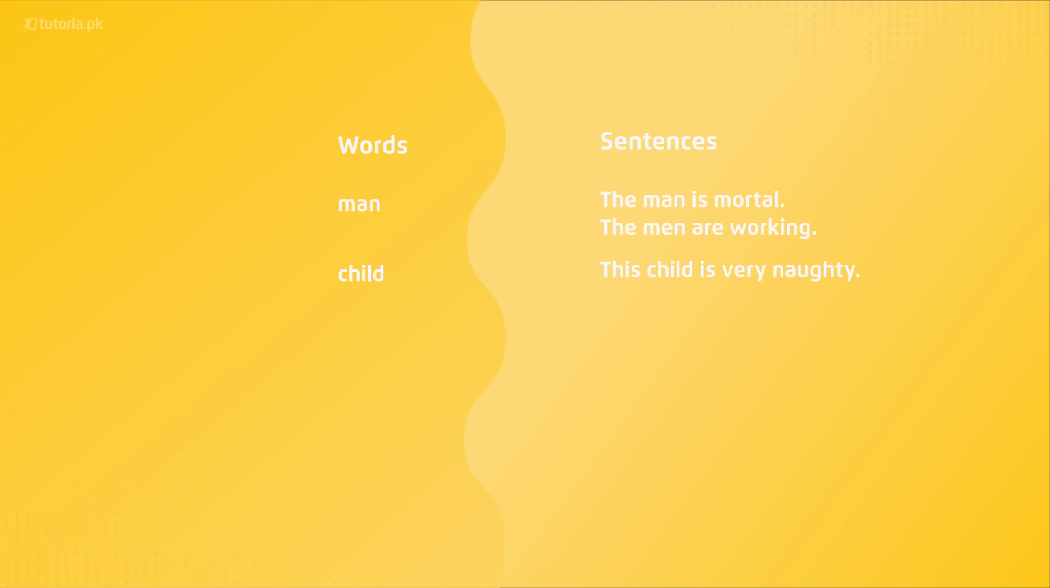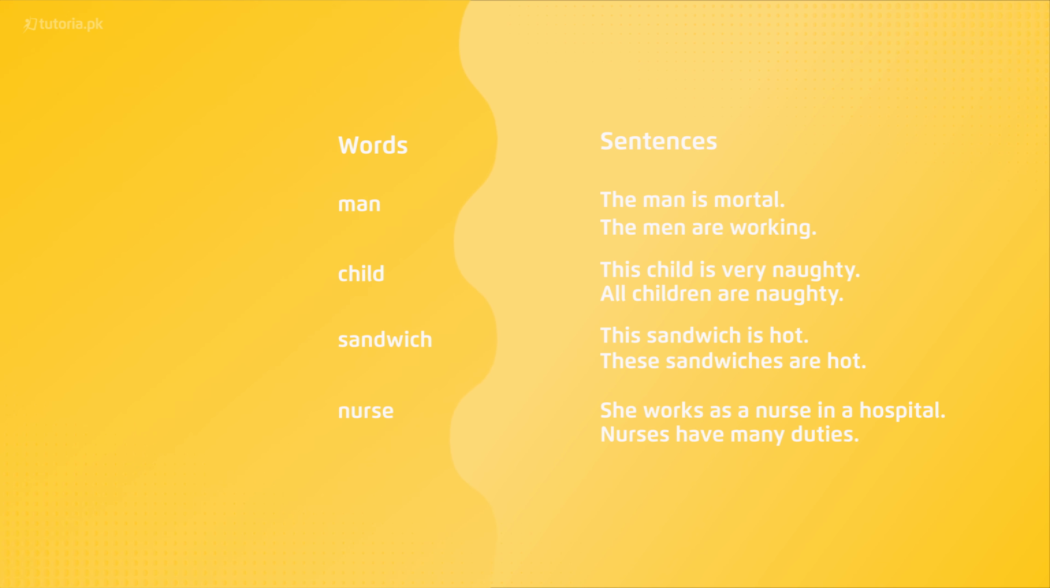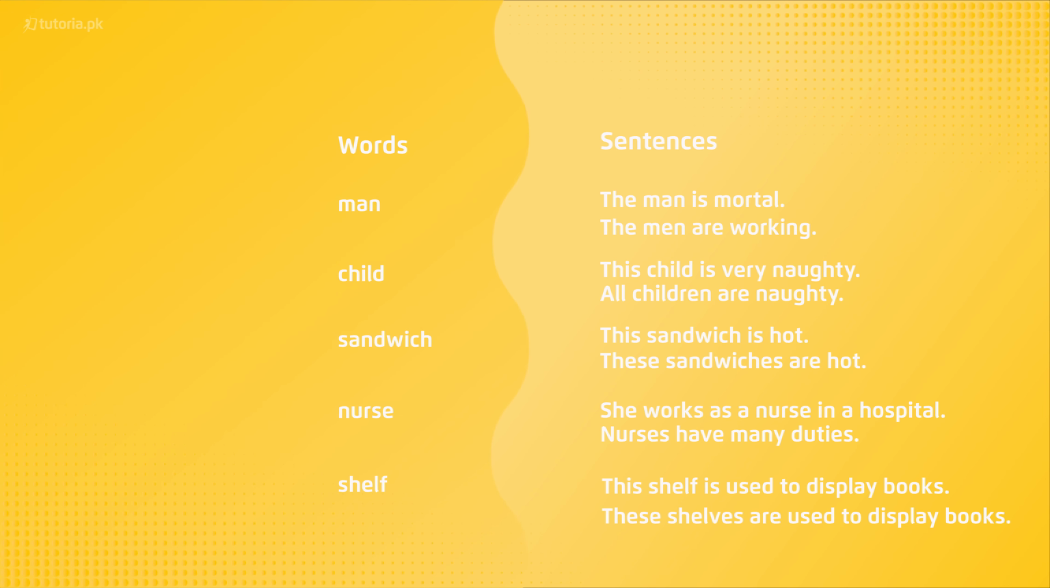17th is child. This child is very naughty. All children are naughty. 18th is sandwich. This sandwich is hot. These sandwiches are hot. 19th is nurse. She works as a nurse in a hospital. Nurses have many duties. 20th is shelf. This shelf is used to display books. And then these shelves are used to display books.